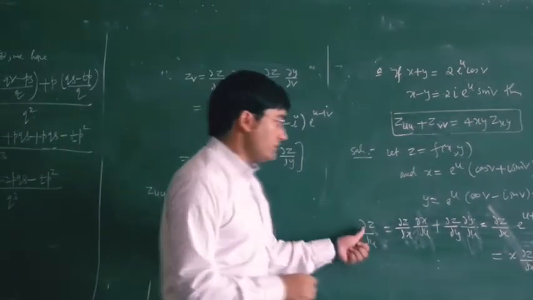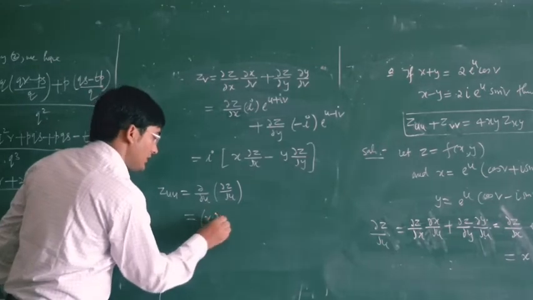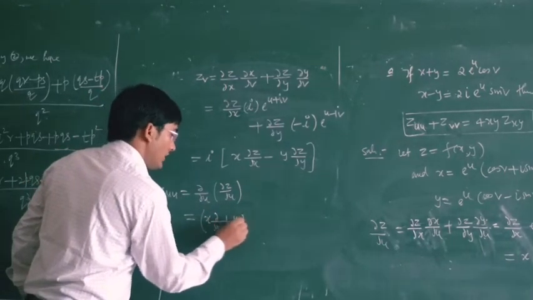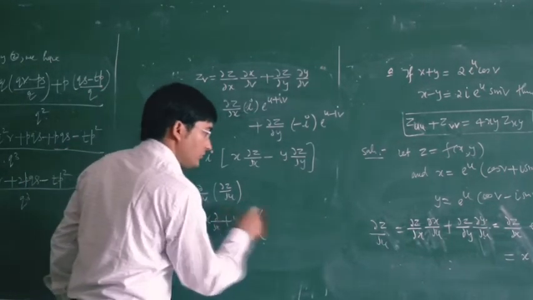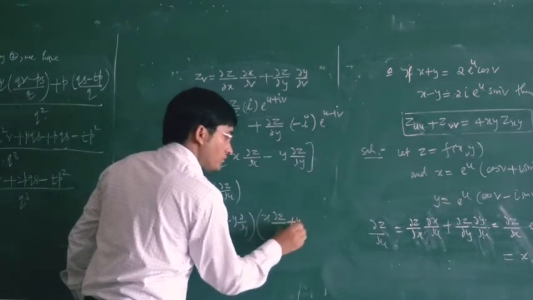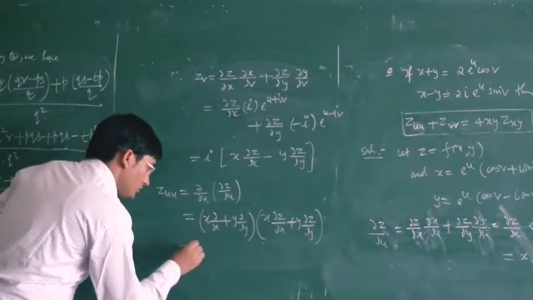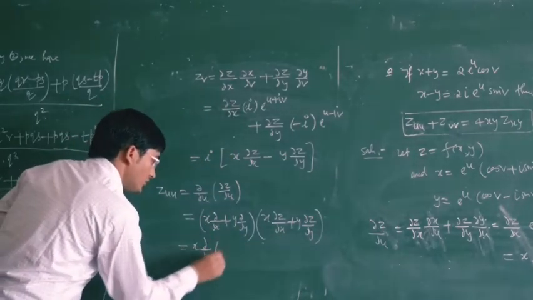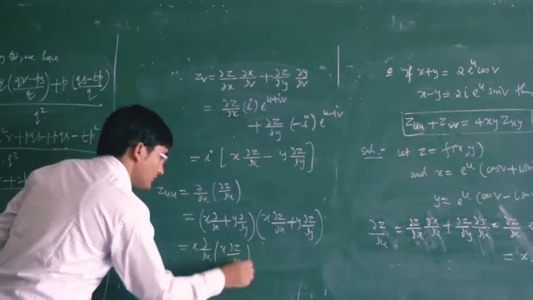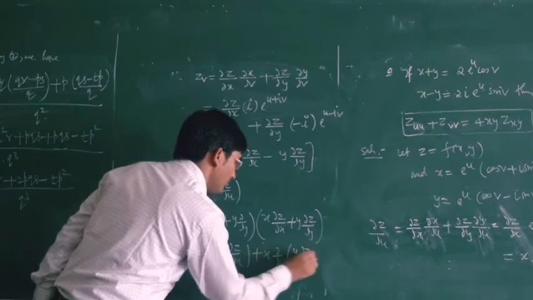Now if you remove z from both sides, then your operator del by del u will be x del by del x plus y del by del y, and then the del z upon del u is x del z by del x plus y del z upon del y. Now let us solve this one. So we can write it as x del by del x of x del z by del x. Then we have x del by del x of y del z by del y.